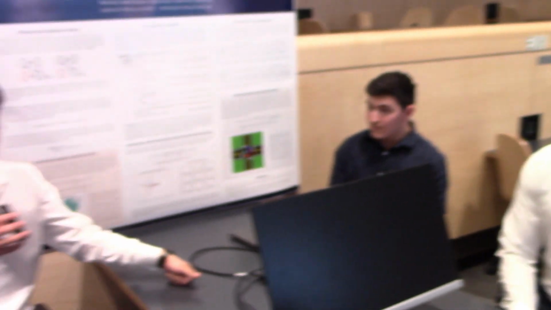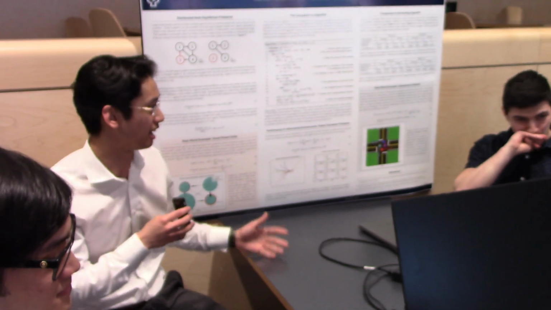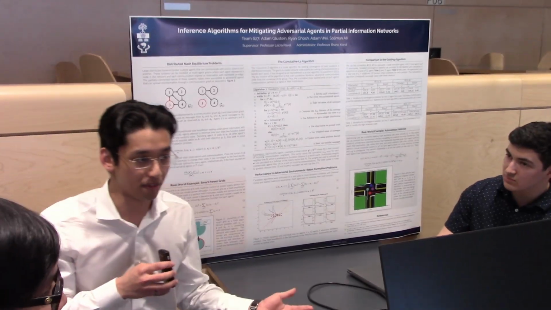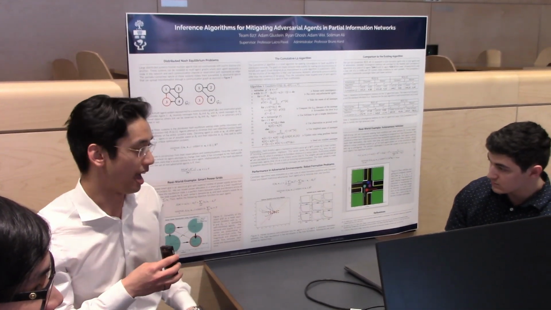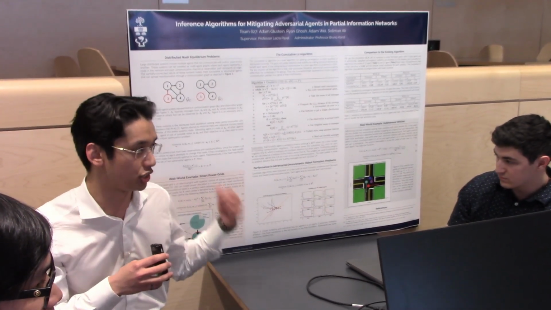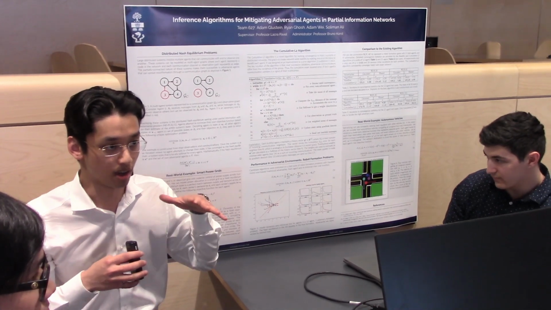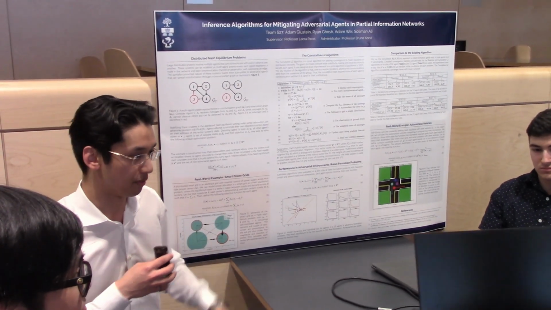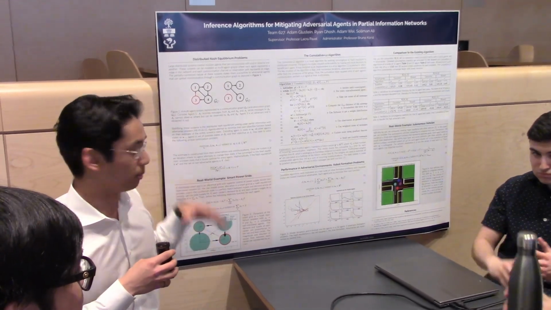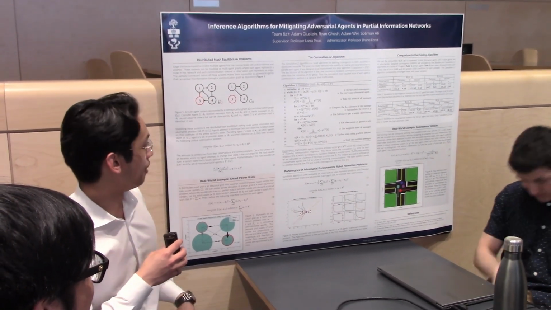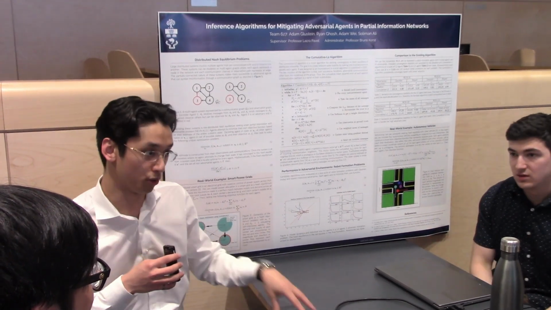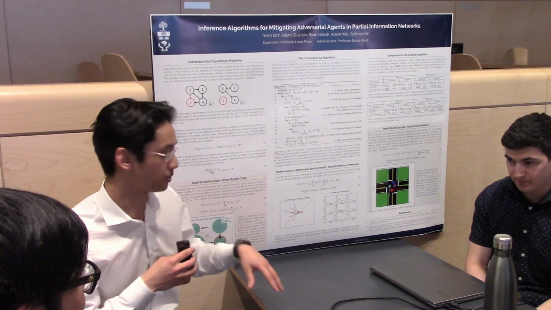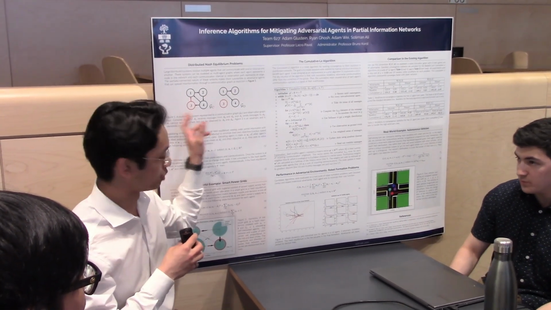Our capstone project is about inference algorithms for mitigating adversarial agents in partial information networks. Many real-life engineering systems can be modeled as multi-agent networks where each agent may be able to observe and communicate with other agents. Because of the distributed nature of this problem, not all the agents are able to see and communicate with one another. And the networks may also be vulnerable to adversarial attacks or noise within the network, so we deemed those agents to be adversarial.